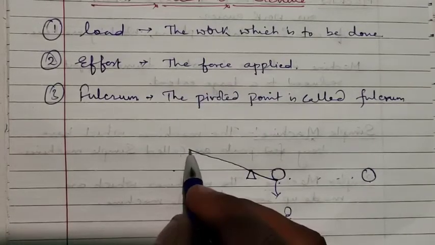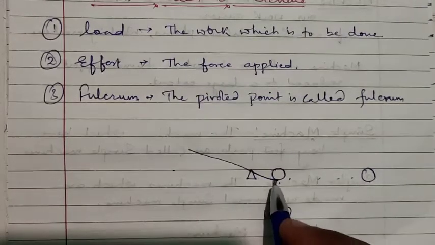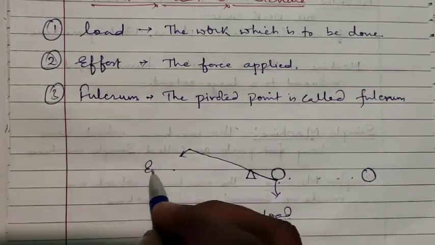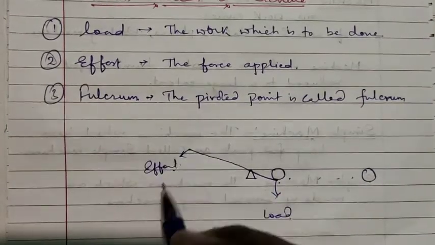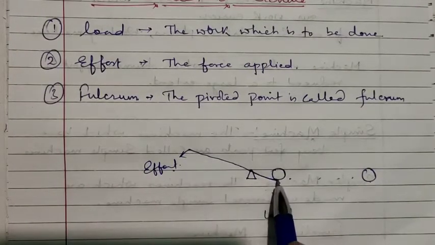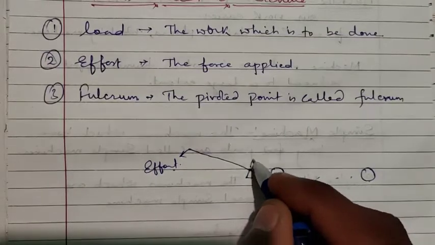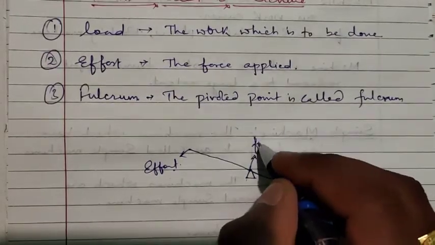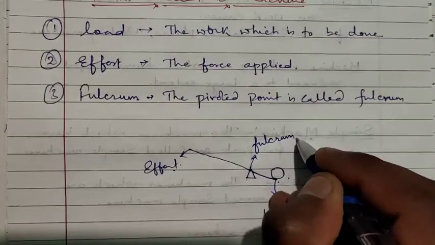Here the person who is applying force to move this stone, here effort will be applied. This point will be called effort. It means that we are applying force here to move this stone, and this is the point where it is pivoted. It will be called fulcrum.